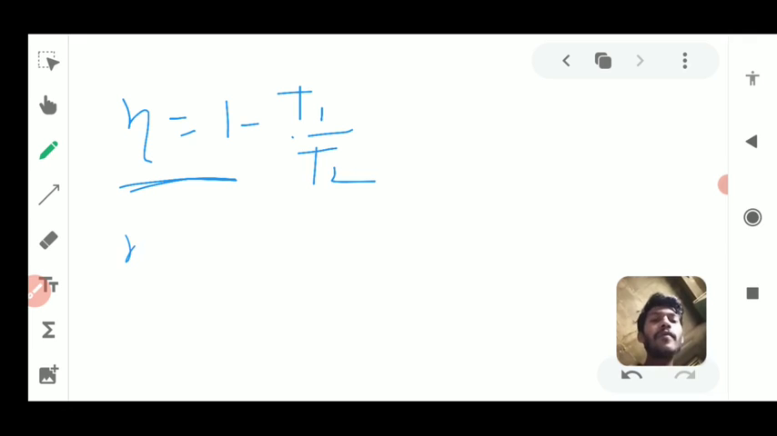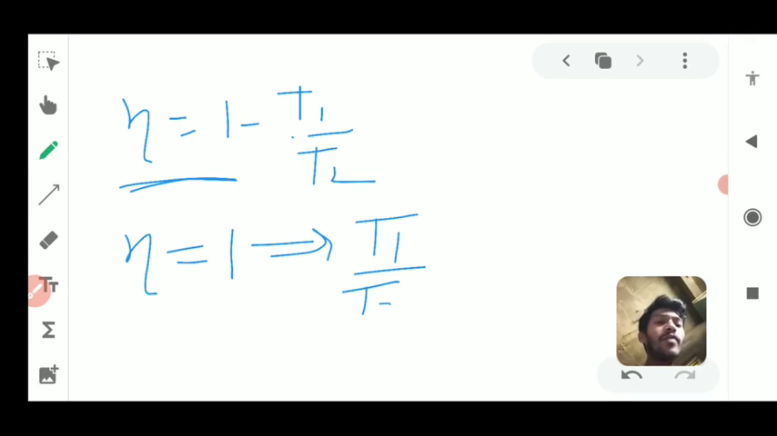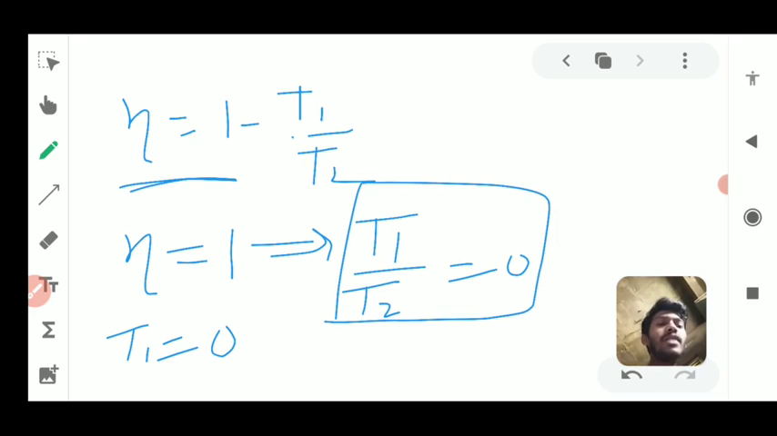So if eta is equal to 1, this turns out to be T1 upon T2 is equal to 0. This can happen in 2 different cases. If T1 is equal to 0, then also I will get this ratio. So what does this mean? T1 is the lower temperature here and T2 is the higher temperature in the cycle we have discussed already. Now if T1 is 0, so what is T1? It is the lower temperature.